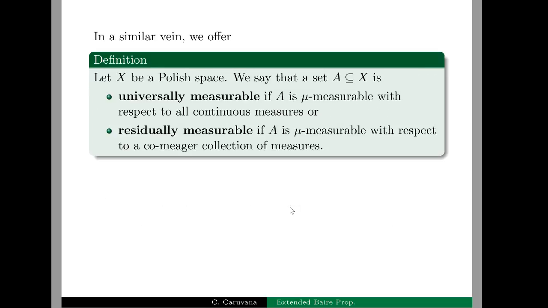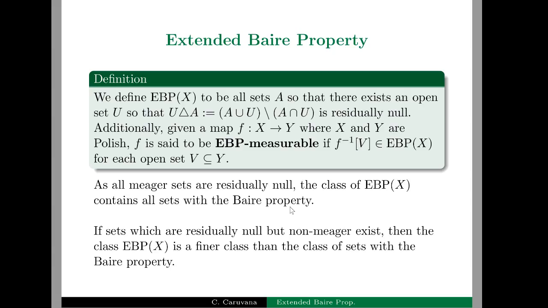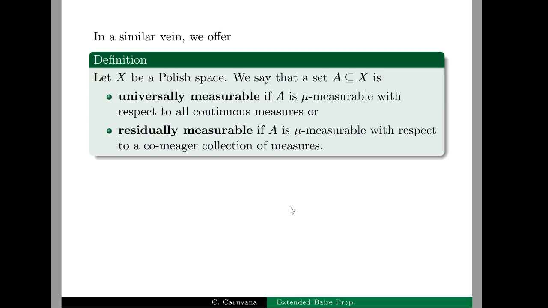We have these other notions. Maybe before, to say that this is in a similar vein, this is a sigma algebra of sets, so it's sort of a measure algebra in some sense. And there are these other notions. We have universally measurable, meaning mu-measurable with respect to all measures, and residually measurable if I'm measurable with respect to a co-meager collection of measures. So it's similar to what was happening with residually null, but now I just want measurability, and of course.